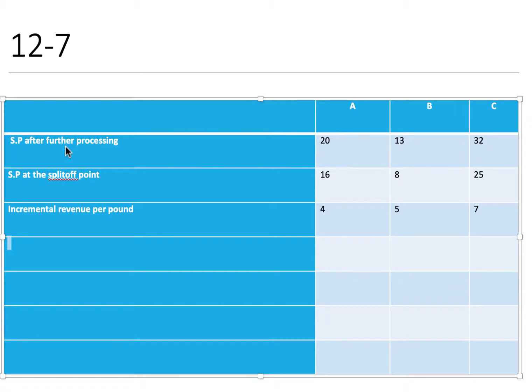Now, the next thing we need to do is figure out the total quarterly output in pounds or gallons. They give us that in the first chart, right? So the total output for the quarter is 15,000 for product A, 20,000 for product B, and 4,000 for product C. So we now have our total incremental revenue, which ends up being $60,000, $100,000, and $28,000.